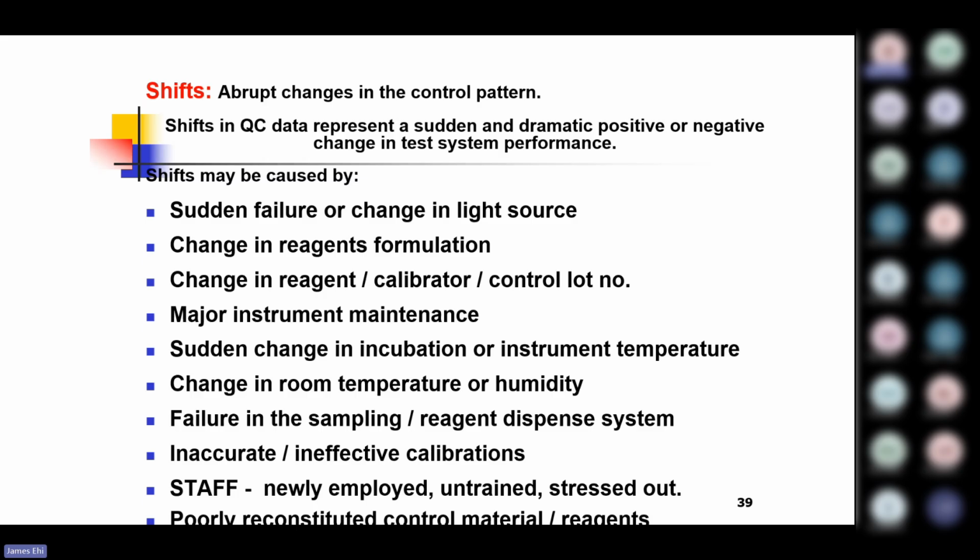Poorly reconstituted control materials or reagents. Some labs still have reagents to be reconstituted. You need to be extra careful while reconstituting. But most reagents these days come ready for use, just for you to shake or mix and upload on your system. So these are some of the things that cause shift in your run.